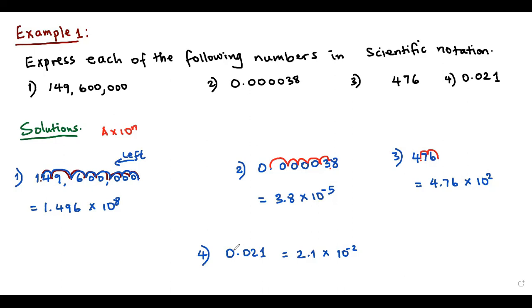You see, if a point is here, of course, we cannot go to the left. We must go to the right. So you count 1, 2. You put it here. You get 2.1 times 10 to the power of 2. And if you go to the right, the power is negative. So, Supicha, you are correct. Okay?